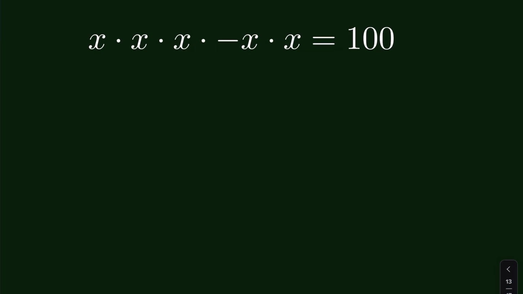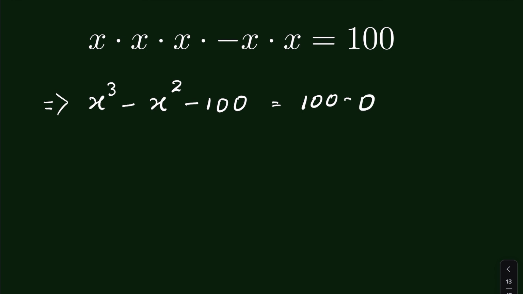x times x times x minus x times x is equal to 100. We have to find the value of x. So x times x times x, we can write it as x cube minus x square, and if we subtract 100 from both sides, then on the right hand side 100 minus 100, we get x cube minus x square minus 100 is equal to 0.